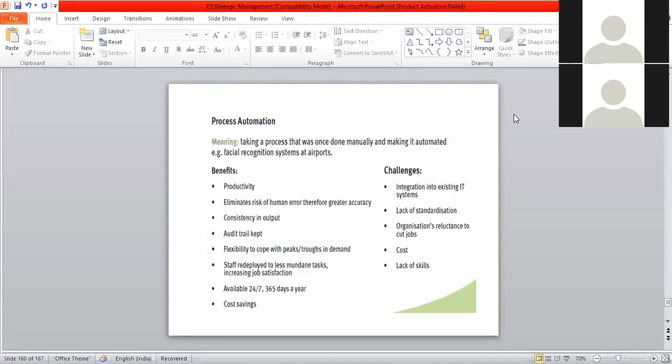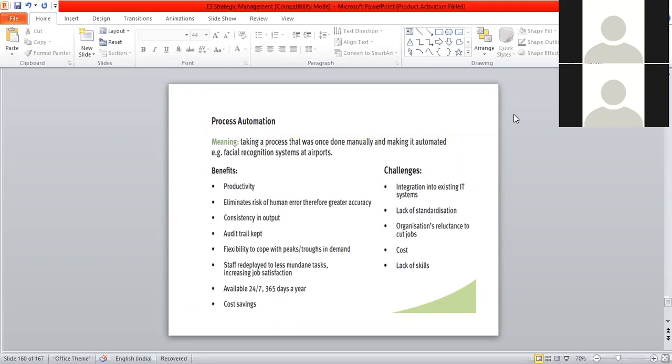Then we have the last one, called process automation. Process automation takes a process that was once done manually and makes it automated. For example, an attendance register was considered. Now of late, the minute people walk into a premises, their face is recognized, or fingerprints or biometrics are used. Those things were once done in a more manual way. Now it is done in an automated way. This is time saving, fine.